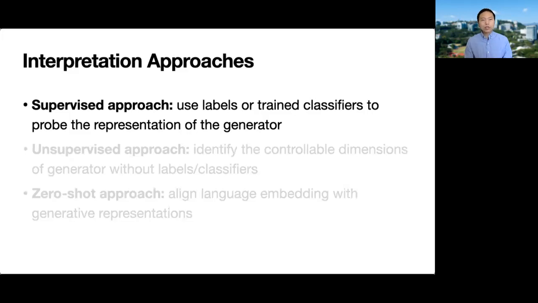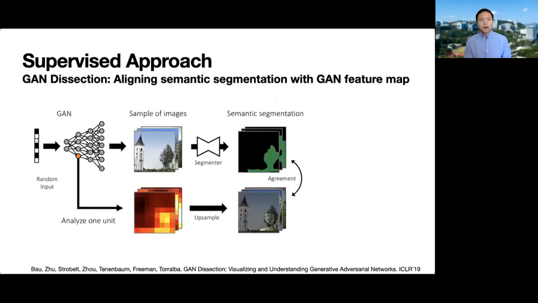Then let's get into each approach. Let's first take a look at the supervised approach: use labels and trained classifiers to probe the representations of the generator. One of the earliest works for the supervised approach is GAN dissection. It's derived from our previous work on network dissection.